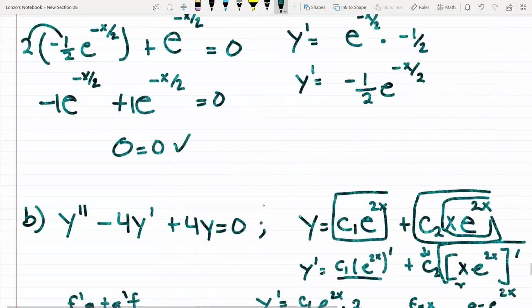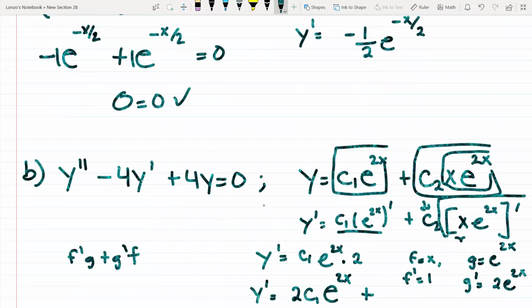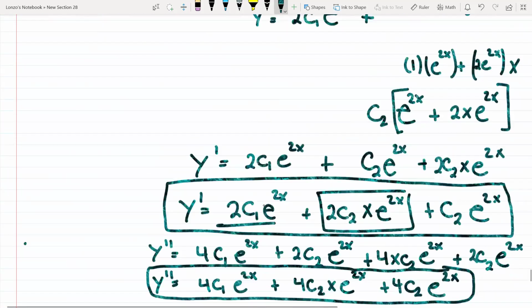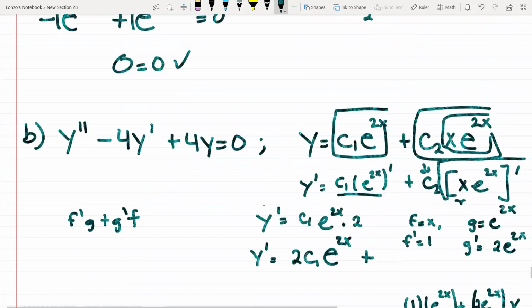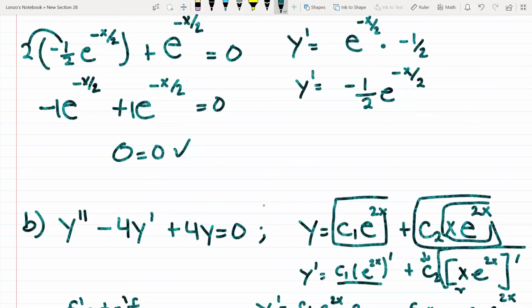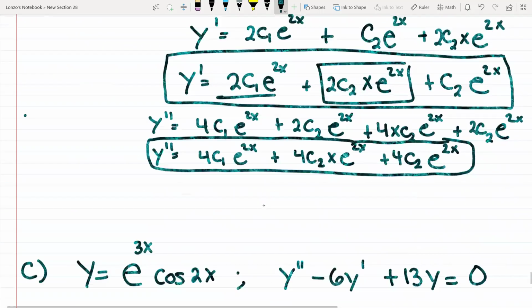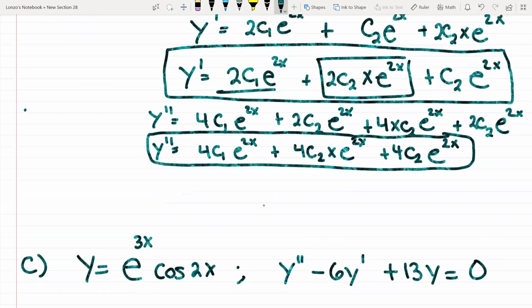Okay, now we've got to check it. So we've got to put it back here. So y double prime is that. So put it back here: y double prime minus 4 times y prime plus 4 times y should equal 0. So let's see.